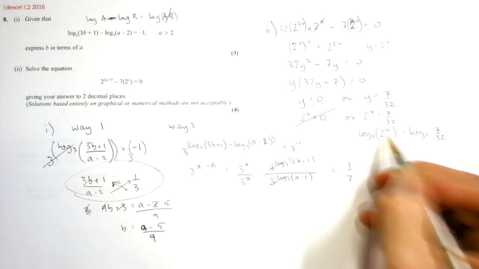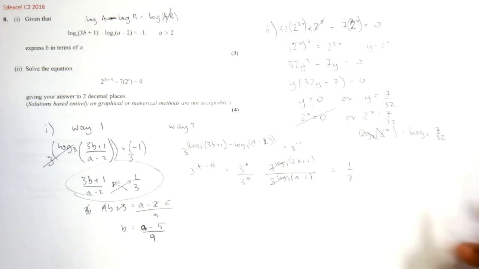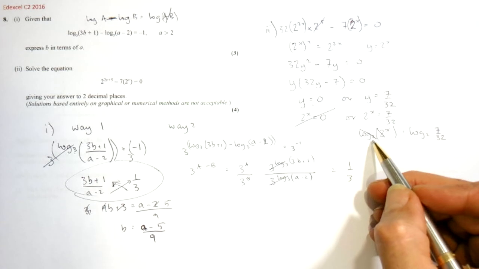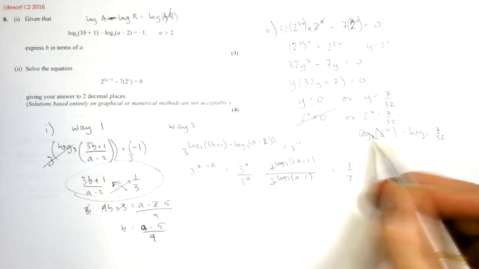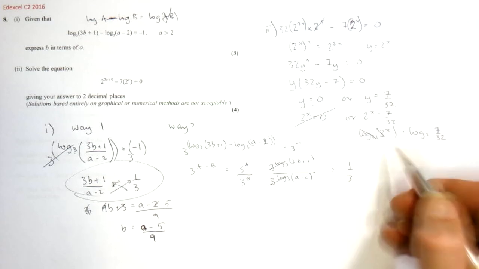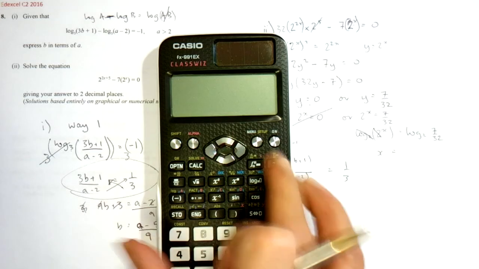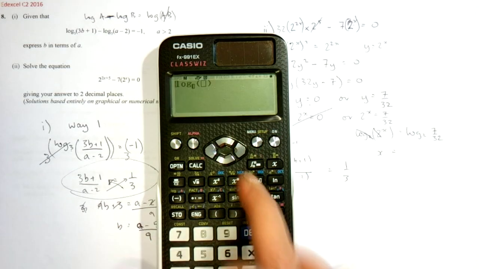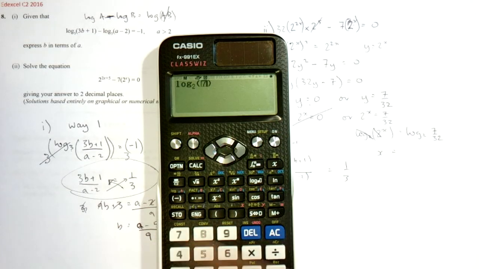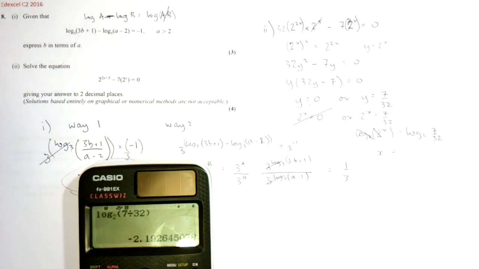Log base 2 is the inverse of 2 to the power of, and so they do away with each other. The other way of thinking about that was log base 2 means what power of 2 did you use to get to 2 to the power of x? Oh look, x. So x is equal to log base 2 of 7 over 32, which is minus 2.1926.